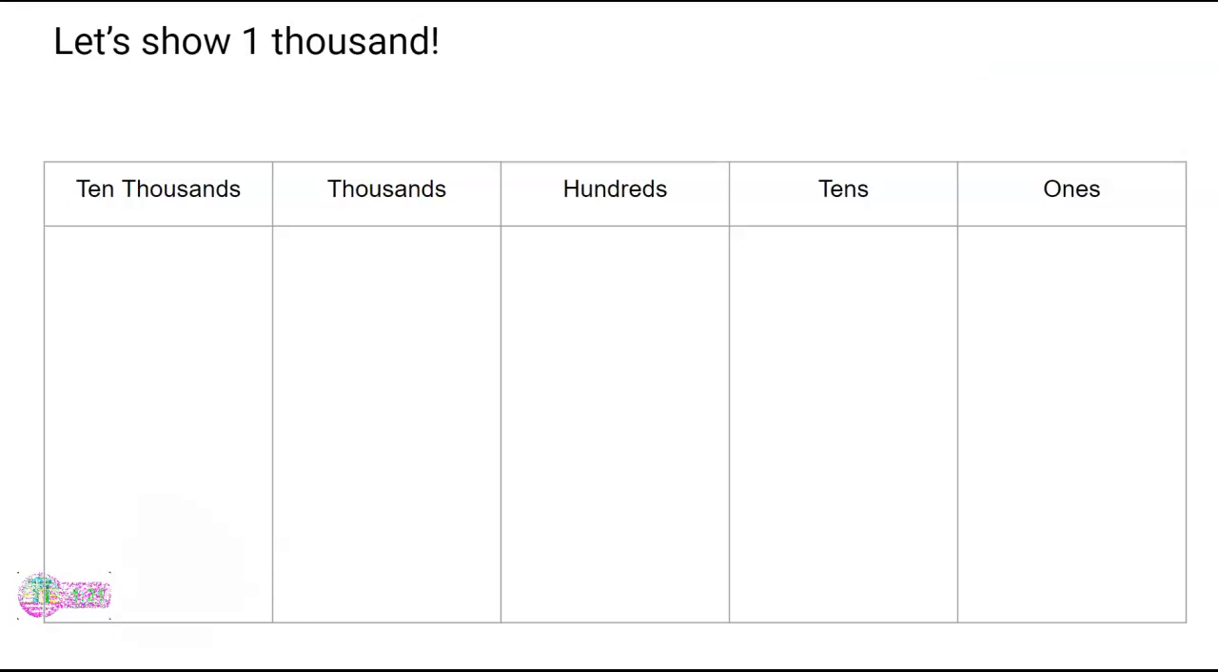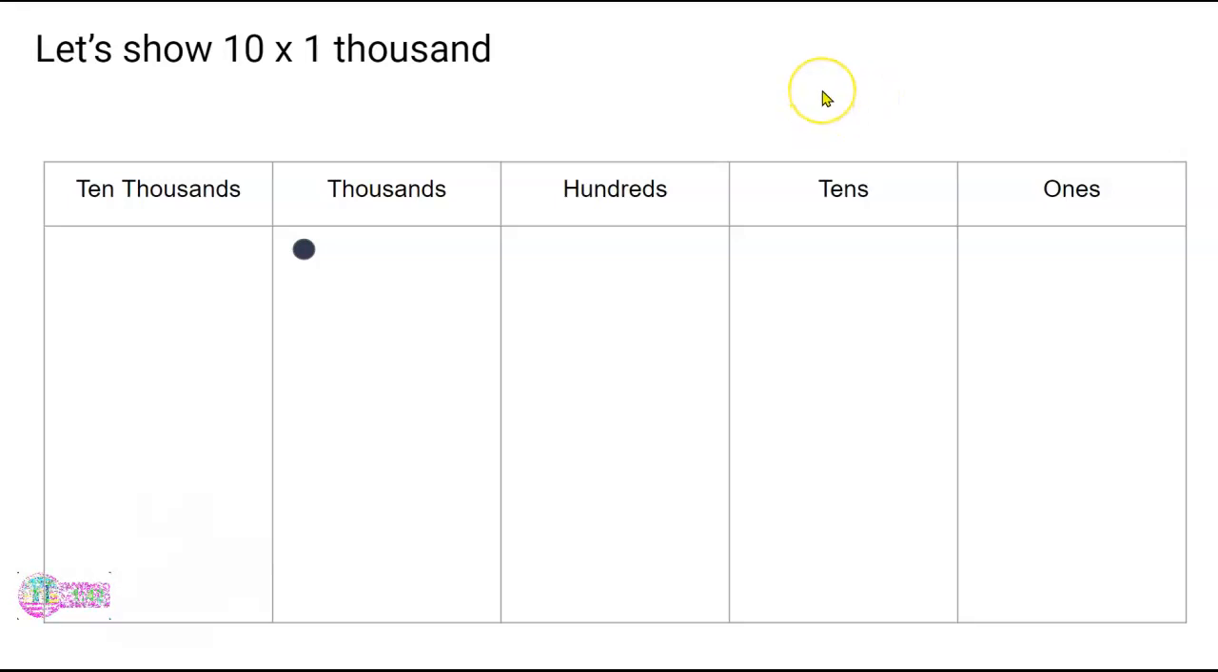The first thing we're going to do is show 1,000 on our place value chart that we have over here. So let's go ahead and put down 1 dot to represent 1,000 in our thousands place. Okay, now we're going to show 10 times 1,000. So 10 groups of 1,000. 1, 2, 3, 4, 5, 6, 7, 8, 9, 10. So we went ahead and represented 10 times 1,000.